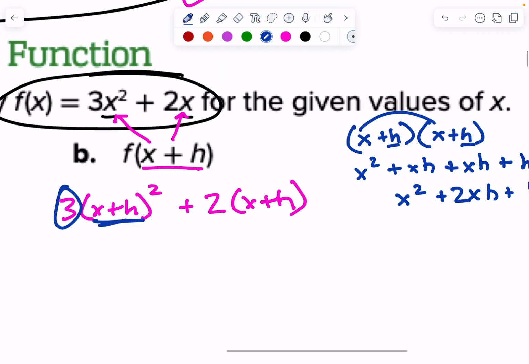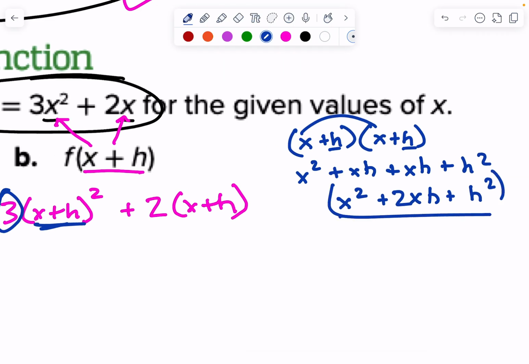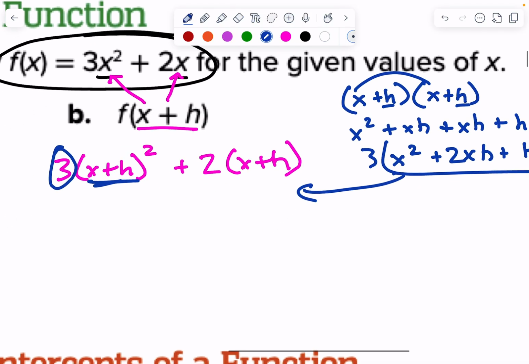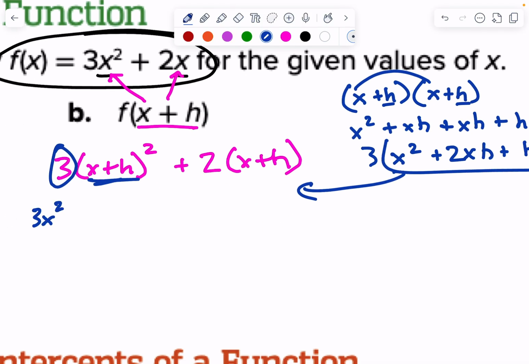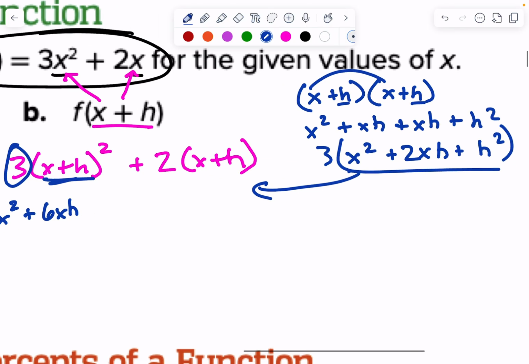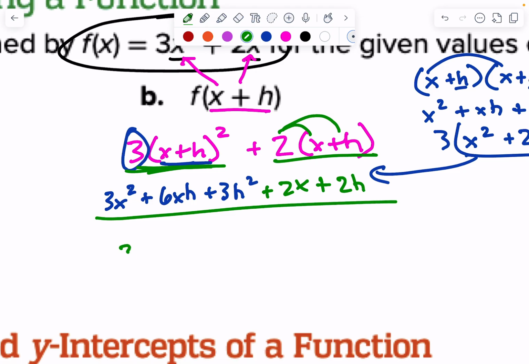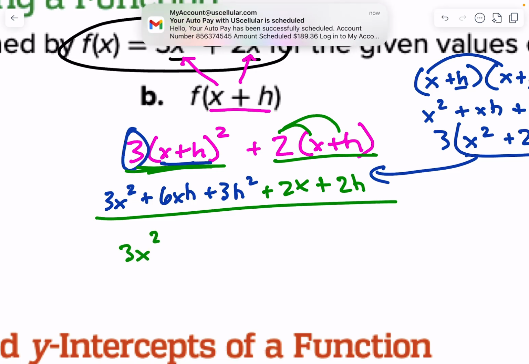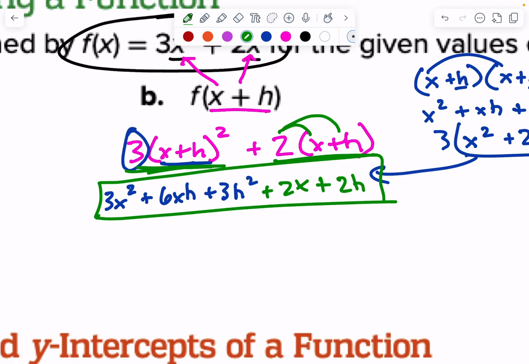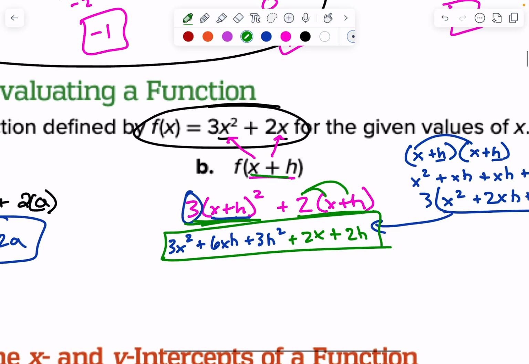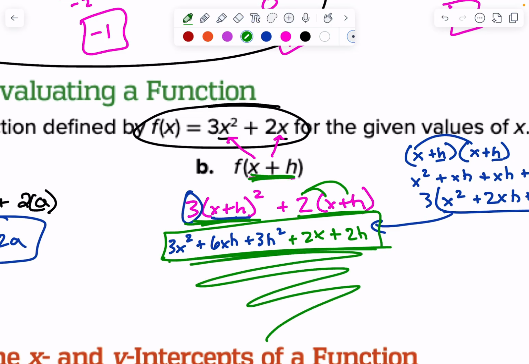Okay, now I have this 3 in front of all that, right? This was here, and I have that 3 in front. So as I bring him over here, I'm going to multiply that 3 through. So I've got 3x squared plus 6xh plus 3h squared. That's this part, okay? And now I've got this part yet. So plus 2x plus 2h, and final answer, I'm going to put all that together. So 3x squared. I can't even combine any like terms, so he's done. Okay? That is all. Yeah, there's nothing else I can do. Okay. So, that's it. That's what B is, all right? You plug in x plus h, you're going to get x plus h's in your answer, all right?